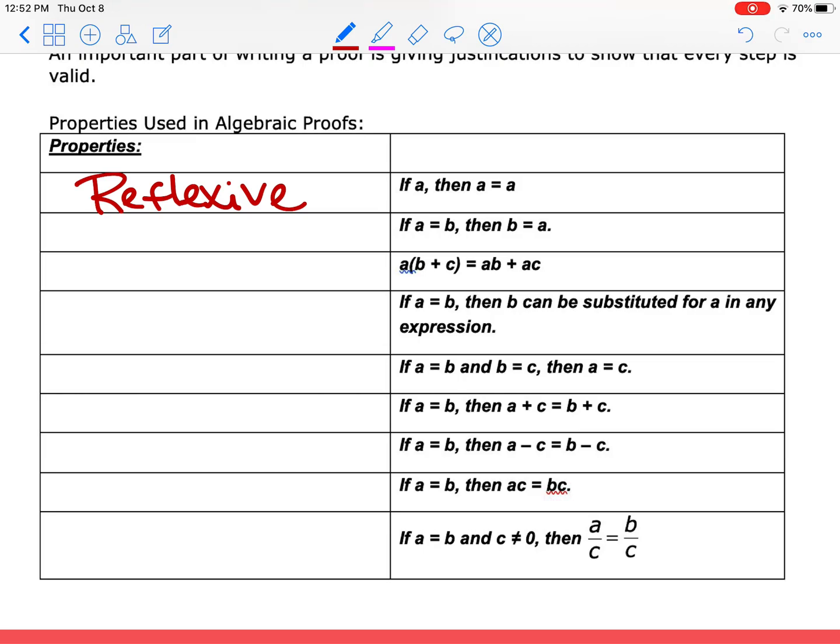Then if you look at the next one, you see if A equals B, then B equals A. There was a flip happening, but it's the same on both sides. It's just a flip, kind of a reflection. And so this is your symmetric property. You'll see an example of that here in a minute. Then the next one, we can see that A is being distributed into the parentheses, so your distributive property.